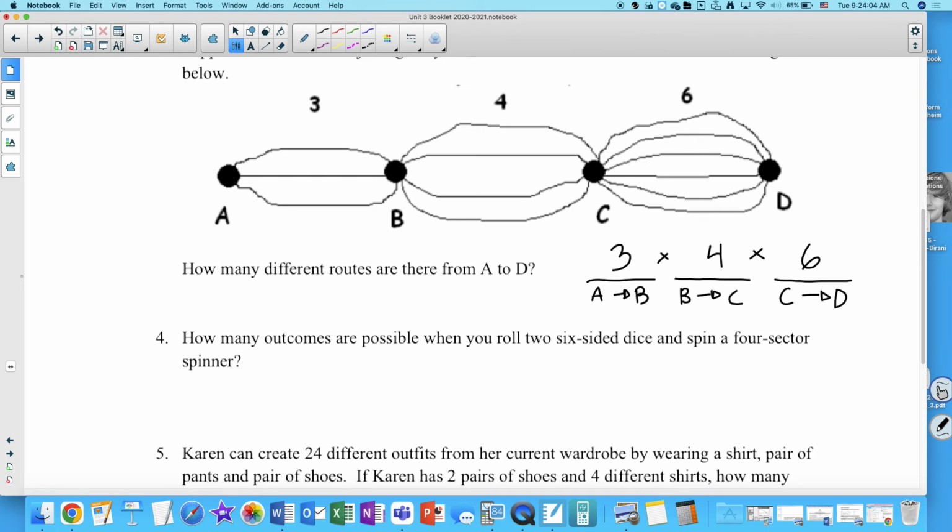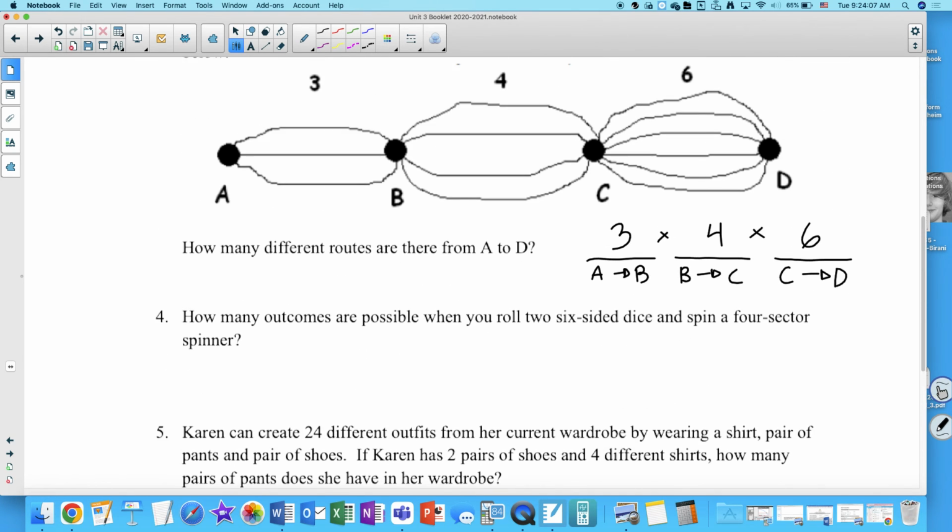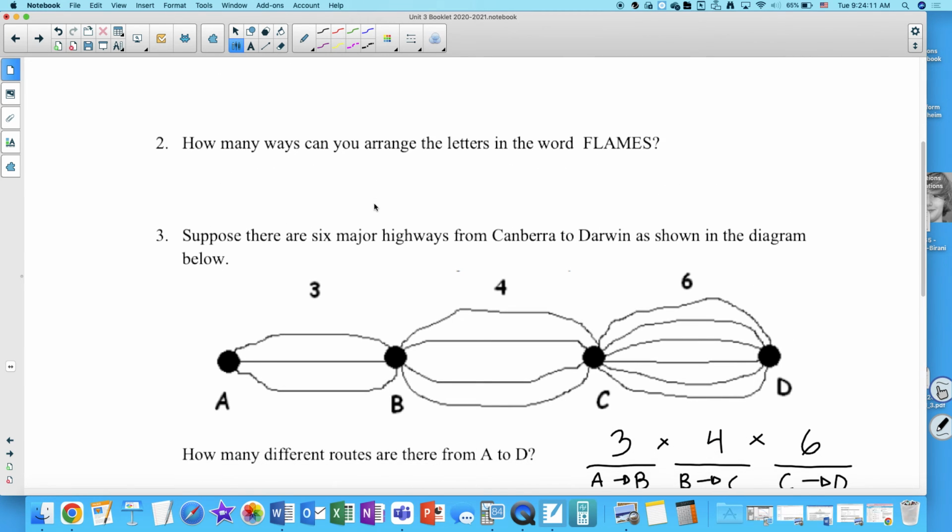Okay? Let's look at this guy. How many ways can you arrange the letters in the word flames? And let's suppose that you have to arrange them all. Okay? How many letters do I have to work with here? Six. So I've got to arrange six letters. I'm going to set up six spaces. Okay? How many options do I have to put the first letter? Six. I've got all six letters. I can put any one of them there. Okay? What about the second letter? Five, because I've used one of them up already. Exactly. So this is five. Third letter? Four. Yeah, three, two, and one.